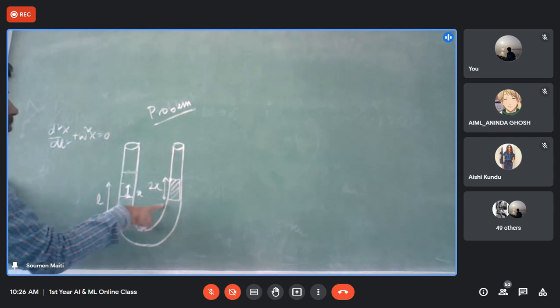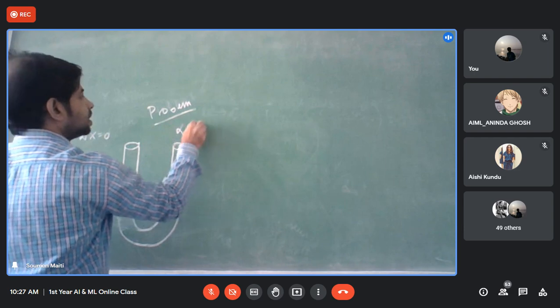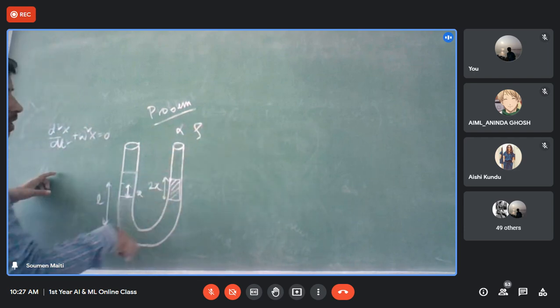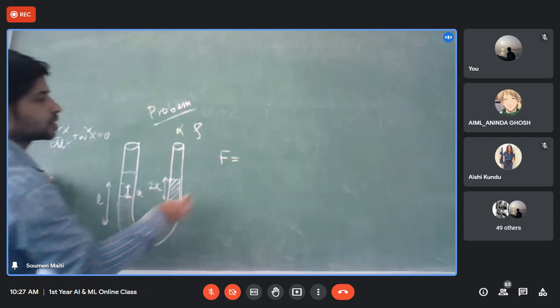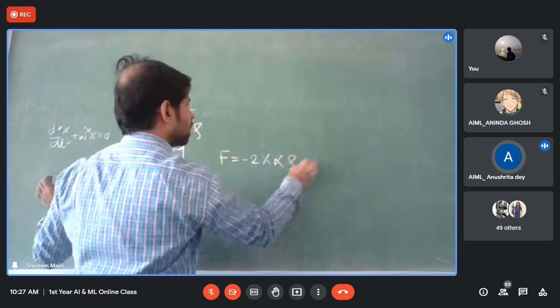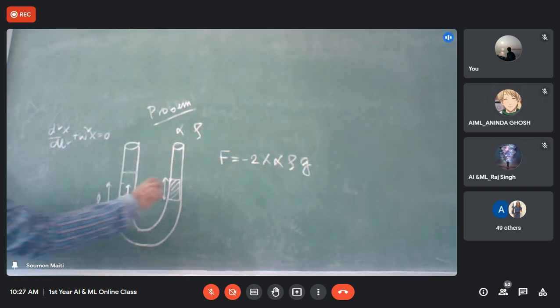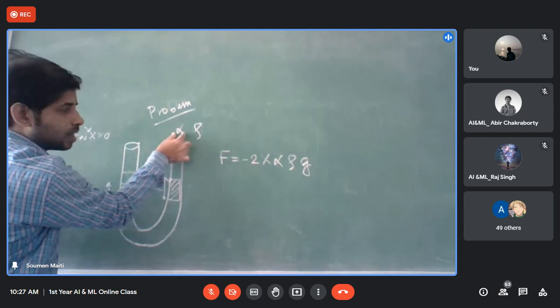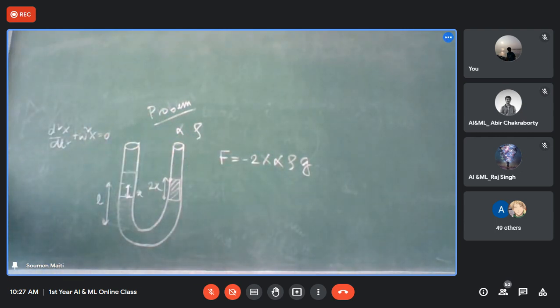Okay, so for the sake of argument the cross section is alpha and density is rho. Now what is the restoring force? Can I write it down? F is equal to 2x, that is 2x times rho g into alpha. This is the 2x amount, cross section alpha, density rho. Yes or no? Yes, sir.